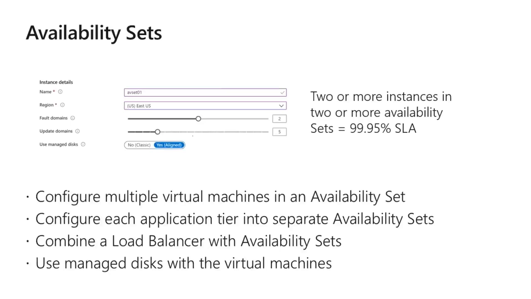SLA is 99.95%. That means probably in the entire year you will get how much? 8 hours downtime in the entire year. Could be less. Okay, depends. So you can choose the availability set as per your requirement.